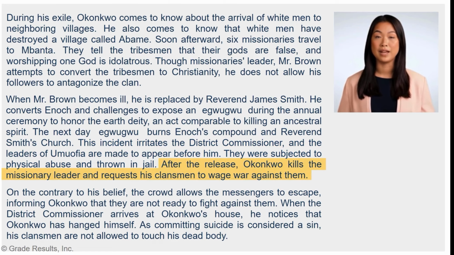After the release, Okonkwo kills the missionary leader and requests his clansmen to wage war against them. Contrary to his belief, the crowd allows the messengers to escape, informing Okonkwo that they are not ready to fight against them. When the district commissioner arrives at Okonkwo's house, he notices that Okonkwo has hanged himself. As committing suicide is considered a sin, his clansmen are not allowed to touch his dead body.